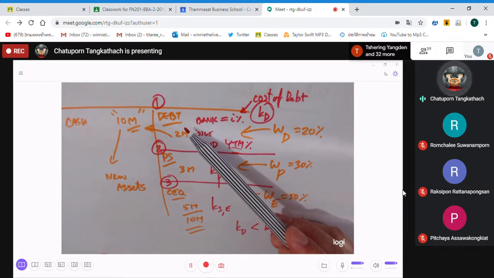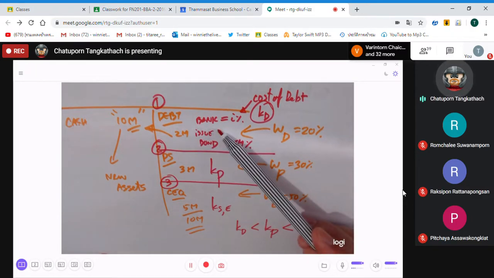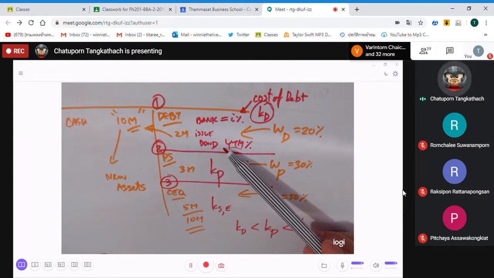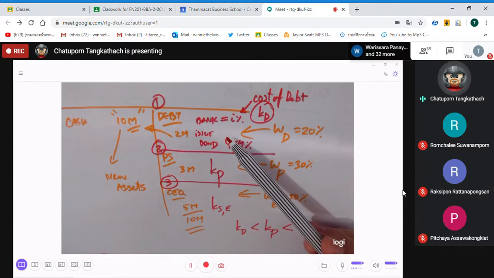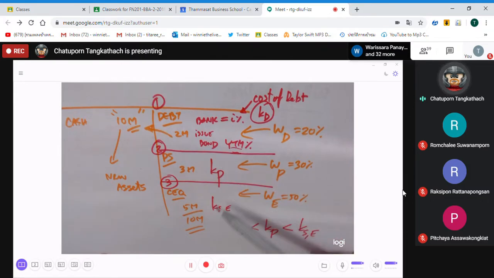Sorry, the creditor, not debtor, the creditor. Because the creditor or the bank or the bondholders will take the money first. Okay, they get the highest priority among these three. So yield to maturity or cost of debt must be the lowest.